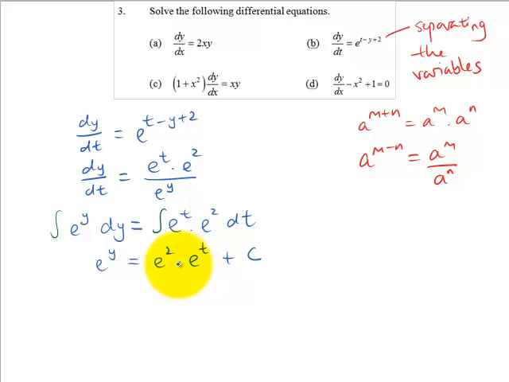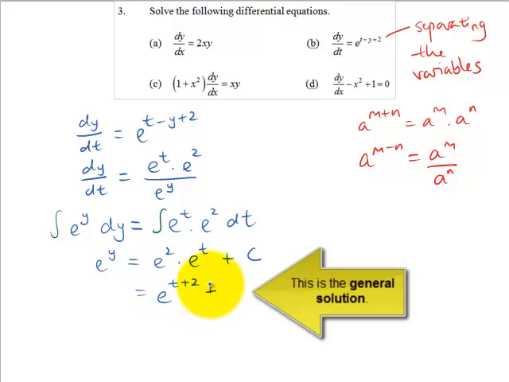So let me put this back together. The indices can be added together. So I have e to the power of 2 plus t, or t plus 2. So this is the answer.